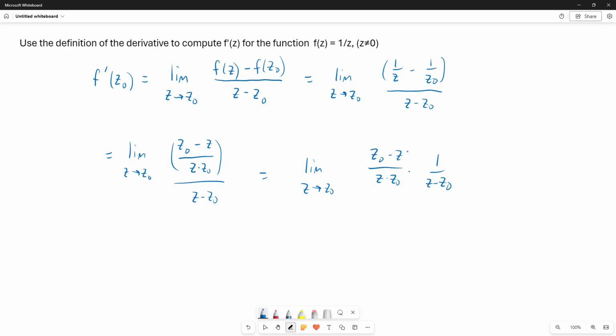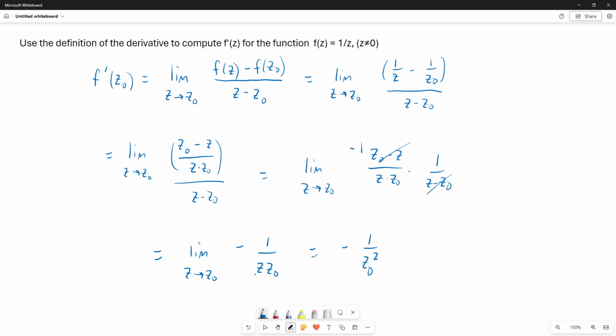Now these two cancel out. They are negatives of one another. They're not equal, so this ratio is not 1, it's -1. And so we get the limit as z goes to z0 of negative 1 over z times z0. And now this limit, as z goes to z0, is simply -1 over z0 squared.